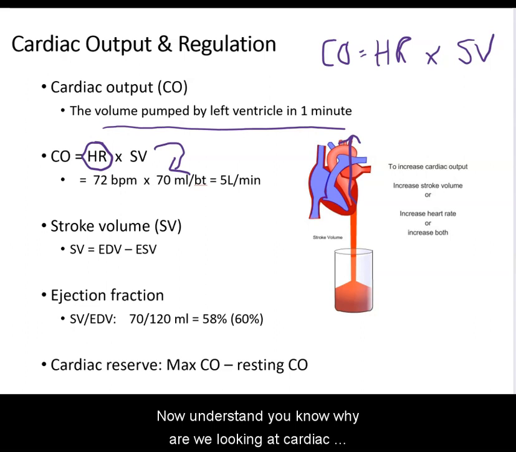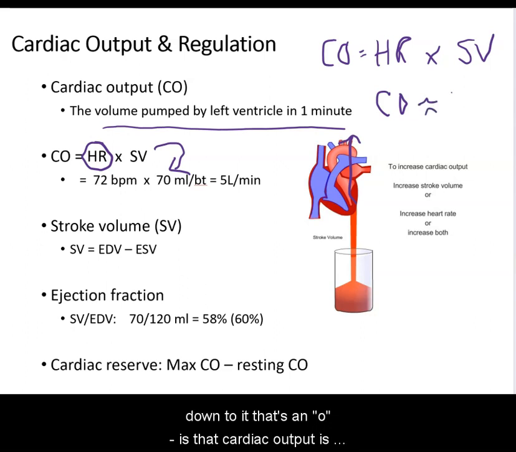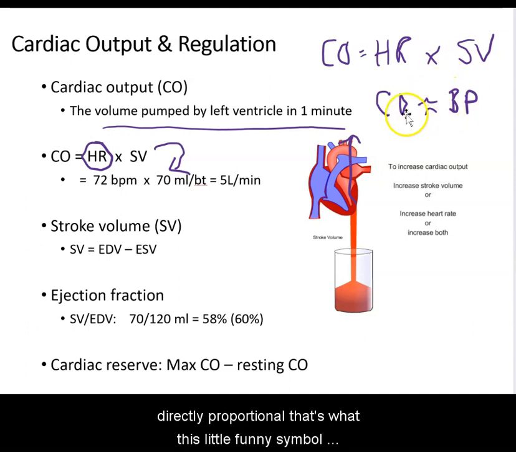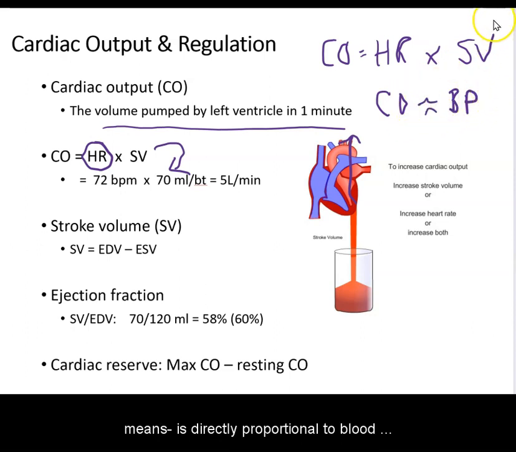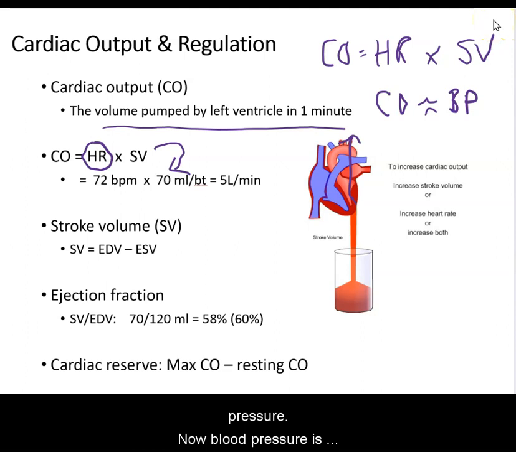Now understand, why are we looking at cardiac output? What's the big deal? Well, the whole thing comes down to this: cardiac output is directly proportional. That's what this little funny symbol means. It's directly proportional to blood pressure. Now, blood pressure is critical. It's the force of blood going through our vessels, getting to all of our organs. We do not want our blood pressure to drop. We will have organ failure and shutdown. And we don't want it to be too high because then we can have thrombi and embolisms.